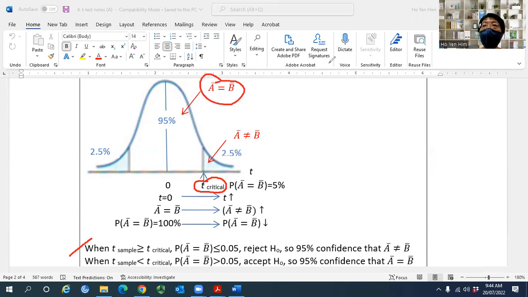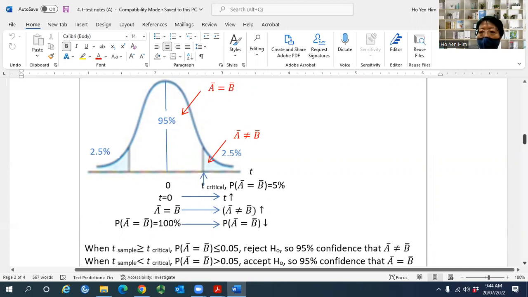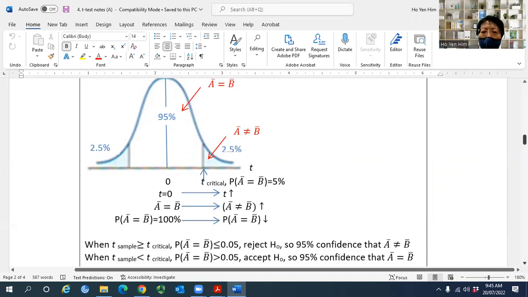So very similar to the chi-square test. If you're familiar with the chi-square test, the t-test is actually very easy. So let's do the sample that we have. 3.76 is the t value.